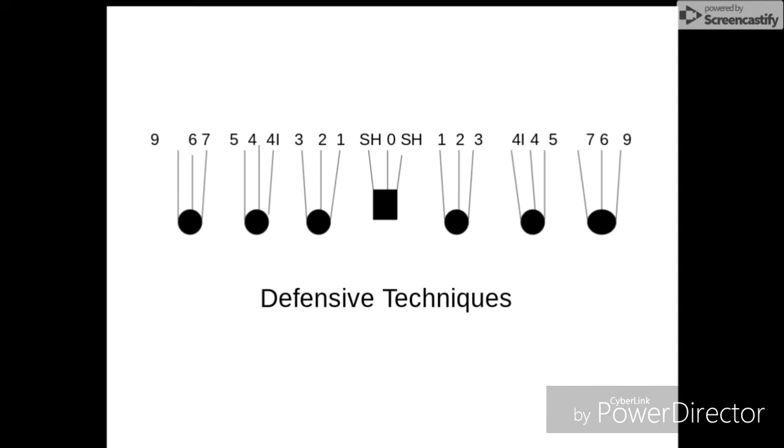Then you go to the tackle. For the inside of the tackle, you have a 4I. Head up on the tackle is a 4. Outside of the tackle is a 5. Then you go to your tight end. The inside of the tight end is a 7. Head up on the tight end is a 6. And outside of the tight end is a 9.